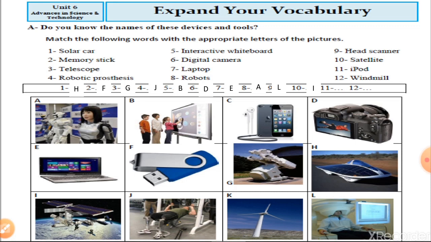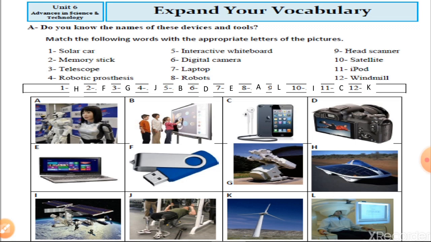And then 11. It's picture C. iPod. Picture C, used for music. And then finally 12, the last one, windmill. That's a windmill. It's picture K. So I hope the pictures and the words are clear. I hope you learn them by heart and you add them to your lexical repertoire.